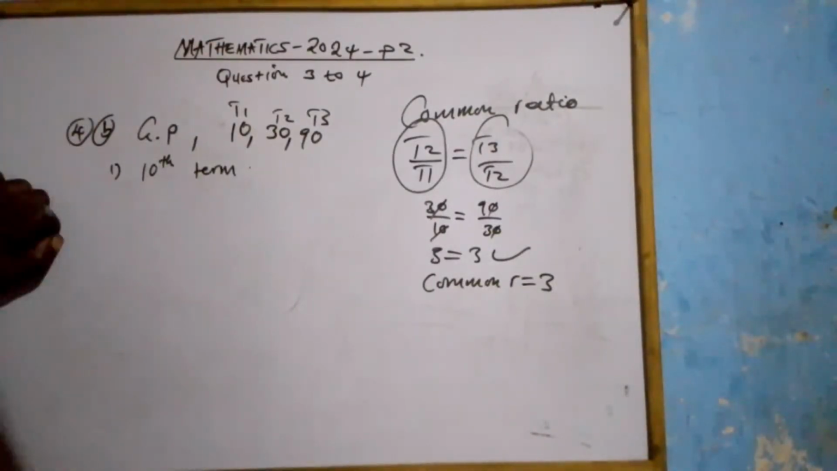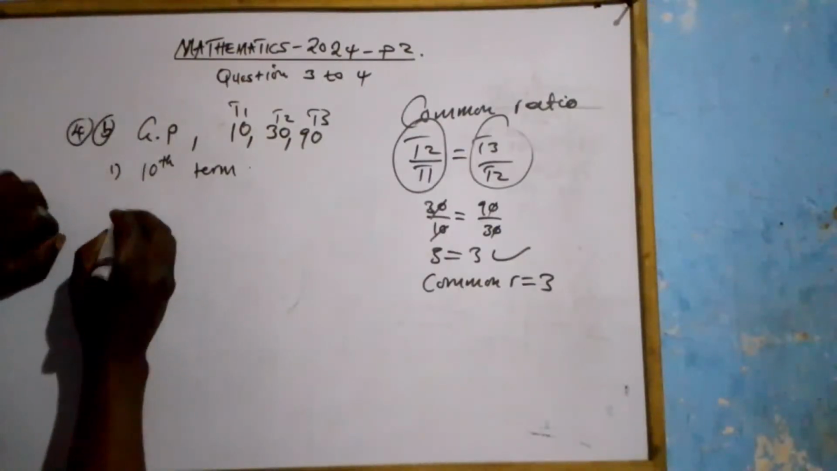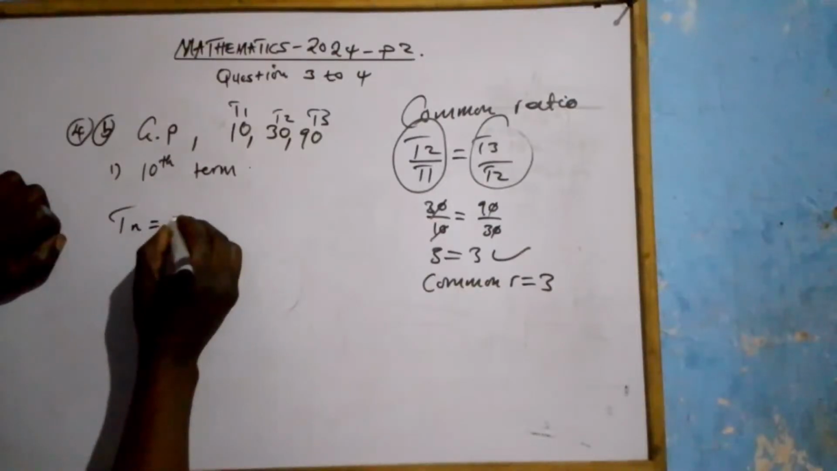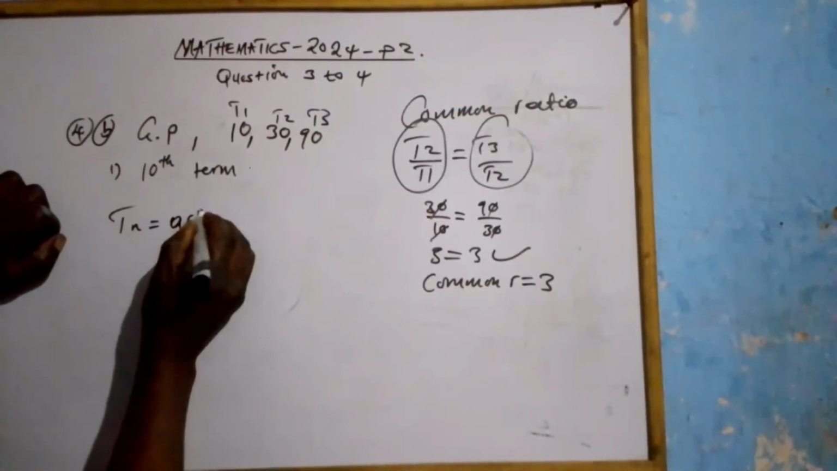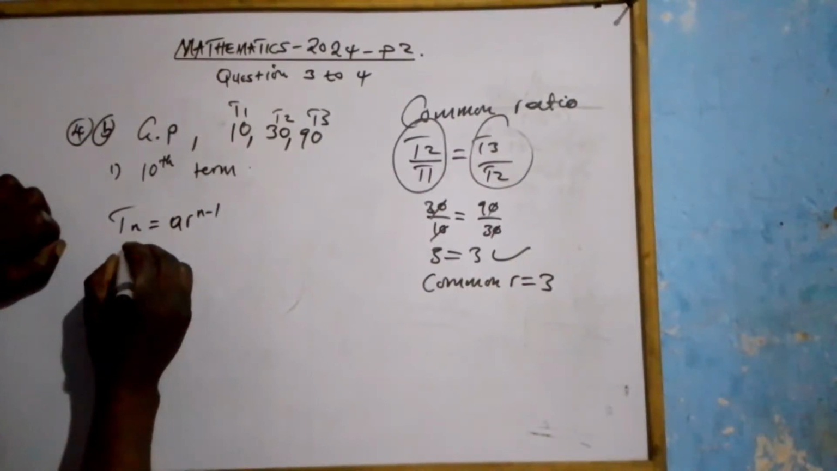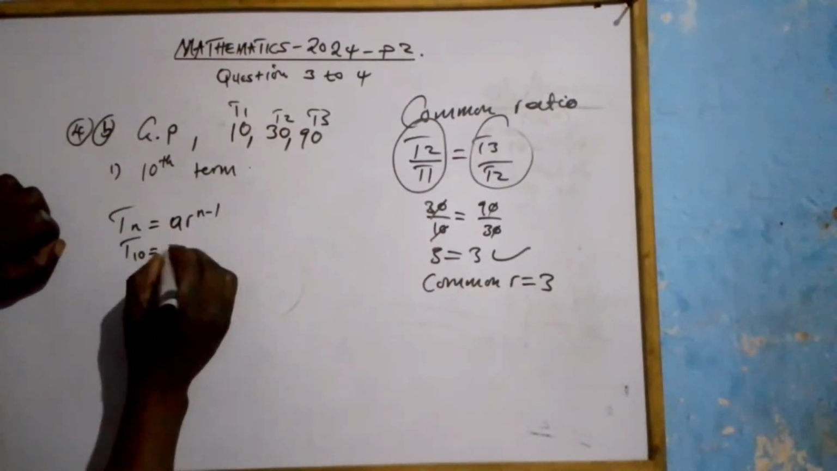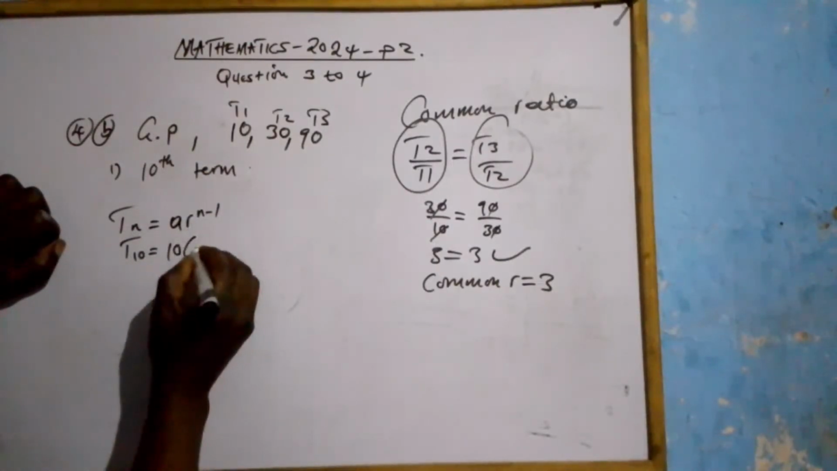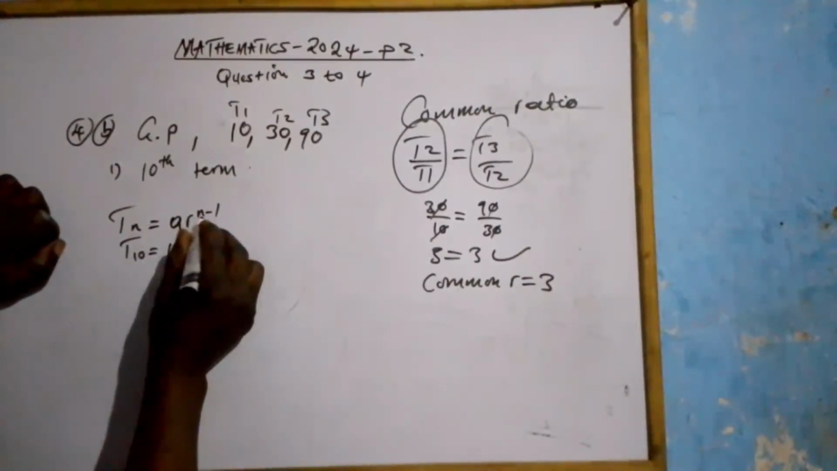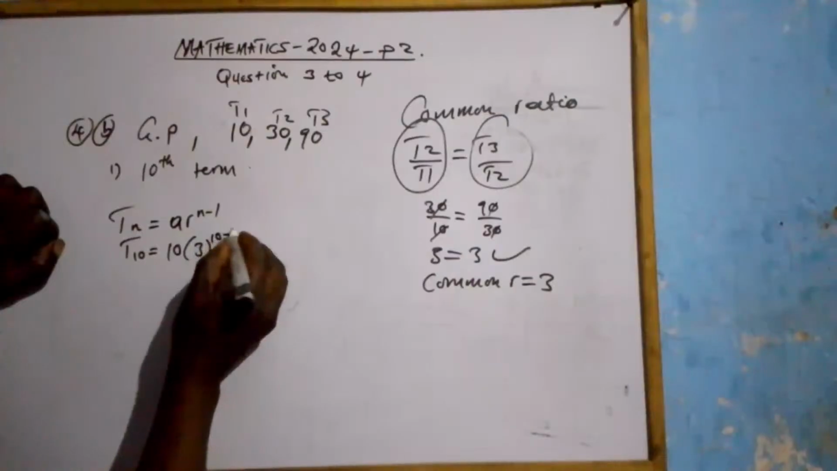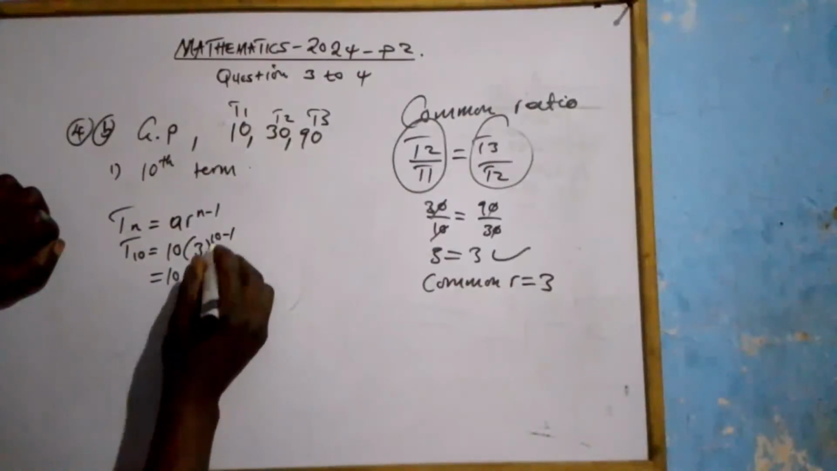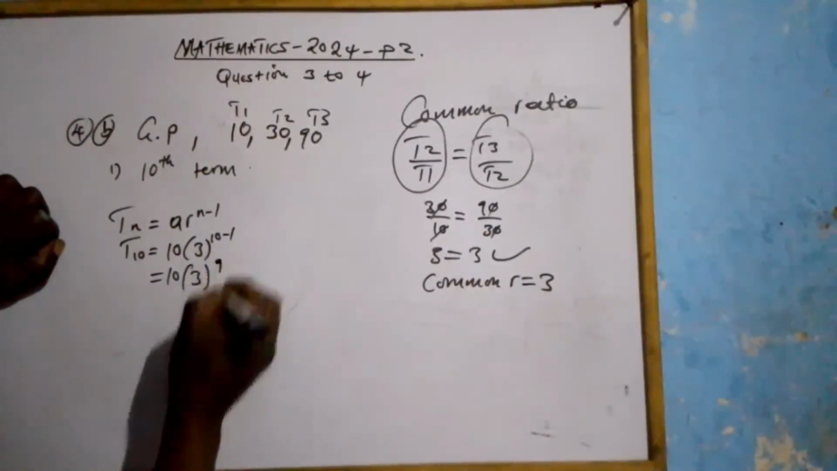Okay, so let's find the 10th term now. We know that the formula for the nth term is Tn equals a r to the power n minus 1, in which we are finding the 10th term. The first term a is 10, then r is 3, then n is 10, which is 10 minus 1, so it will be equal to 10 times 3 to the power 10 minus 1, which is 9.